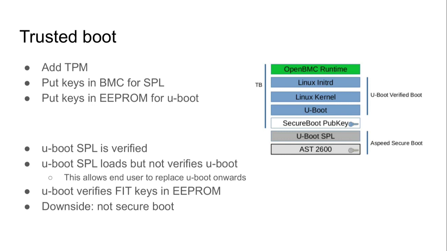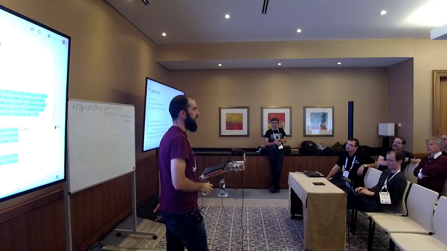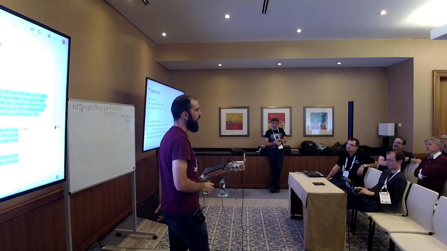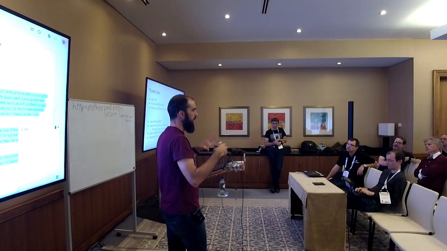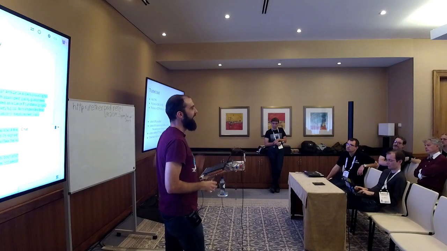I have a question for you. So you mentioned we have keys fused into the AST2600, and then you have a public key for secure boot, which is different from the one that is fused in. How do you link those two keys together? Yeah, so it's measured after. Once your system's up and running, you do the TPM attestation thing, hand wave.